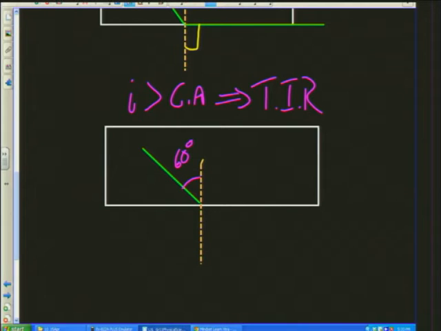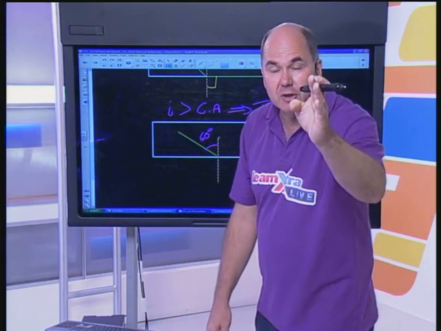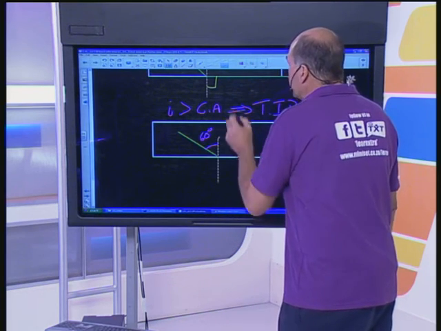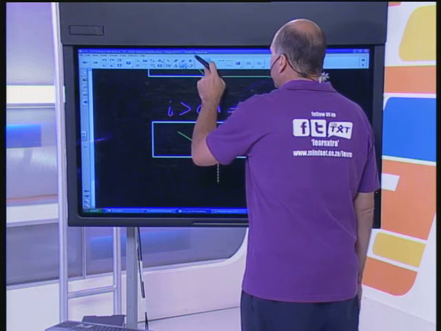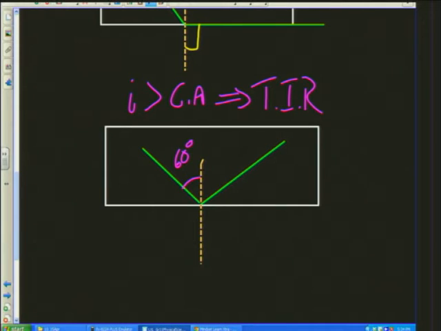You've got to get this right. It's not going to refract now. It's going to reflect in on itself. What's the law of reflection? The law of reflection tells us the angle of incidence is equal to the angle of reflection. So the angle of reflection is going to be inside, and it's going to look something like that.